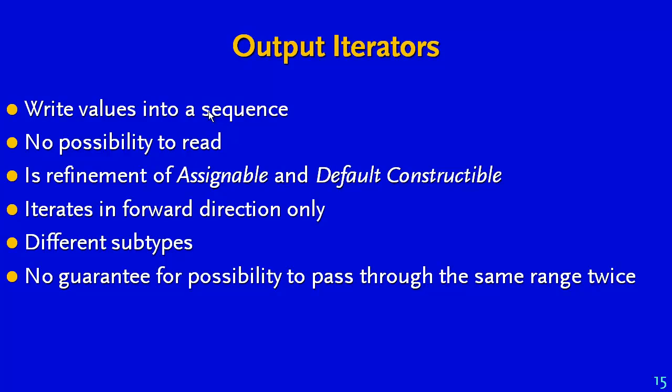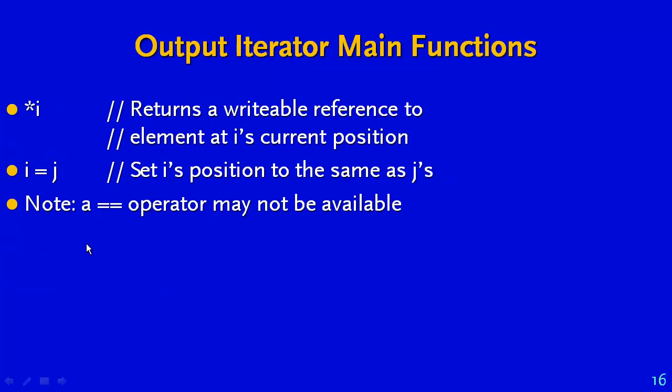Output iterators write values into a sequence. You cannot read, and you've got assignable and default constructible. In other words, you can assign output iterators to each other and construct them using just a default constructor. They only go in the forward direction. So just forget about the last two remarks as well. With an output iterator, I can dereference the iterator, in which case it returns a writable reference to the element at the current position, and I can set one iterator to another iterator.